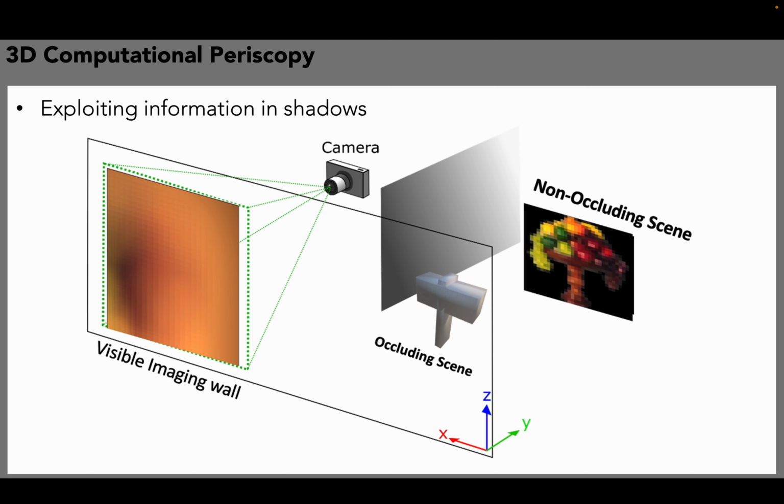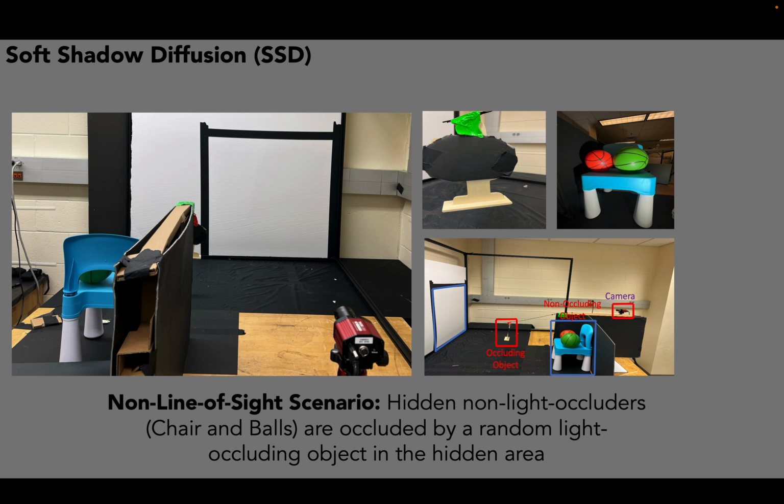Our method and approach exploits information contained in shadows. We decompose the hidden area into two: the non-light occluding component and the light occluding component. The non-light occluding components are assumed to have perfect Lambertian properties, and they are only reflectors or emitters of light, while the light occluding components are only occluders of light. Given a non-line-of-sight scenario, the non-occluders are the chair and balls, while the occluder is the 3D object occluding the chair.